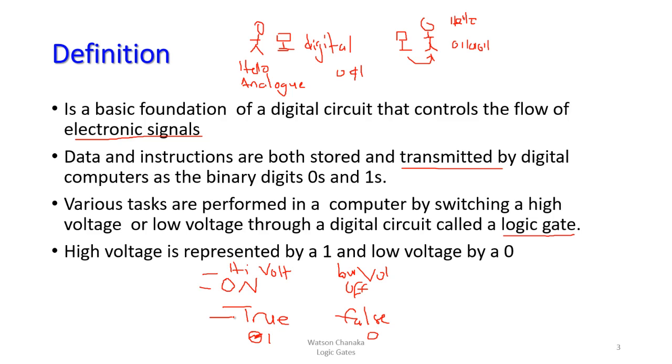Then we're going to be talking about a truth table. What is it? A way of showing every outcome of a logic gate. So if we want to get the results of the logic gates, we have to use what we call the truth table. So let's move on to the next slide.